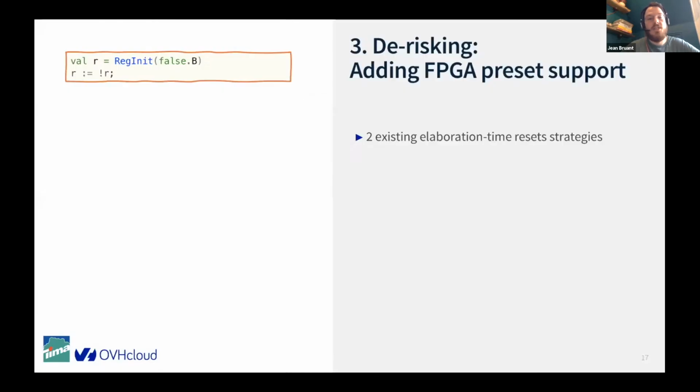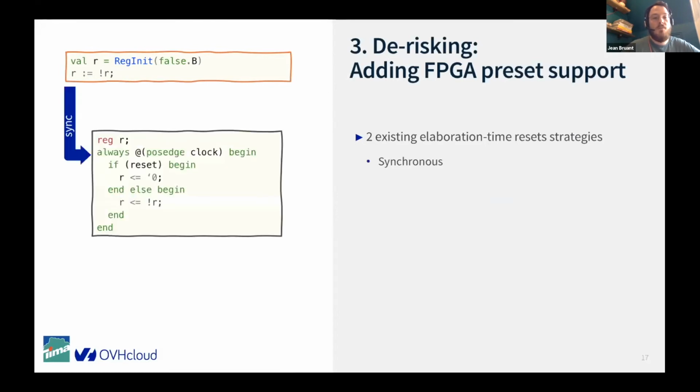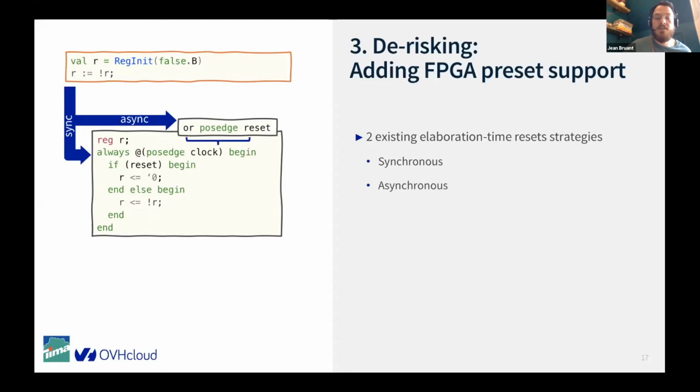And another issue we had is that Chisel was originally intended for ASIC design, most of it. And so it was supporting at the beginning only one kind of reset, which was the synchronous reset pattern, where you can only reset your register on the positive clock edge. Then the asynchronous reset was added by Jack, where you can trigger your reset either on the clock or on the reset.